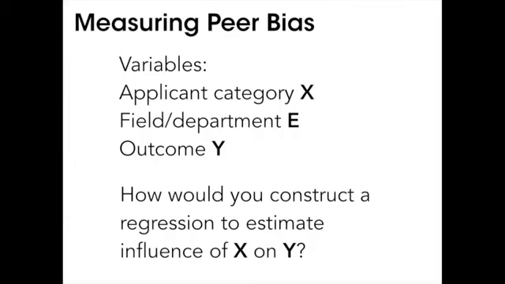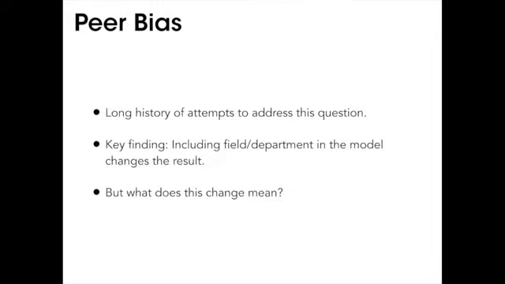There's a big literature on this. And just to repeat the structure, the variables we're going to have in our example to make it simple. We have the applicant's category, which I'm going to call X. I'm very creative, right? X is our potential cause that we're focusing on. And we have the field or department the individual applies to, which I call E. Then the outcome Y, whether it succeeds or fails. And then the question is, how do you construct a regression to estimate the influence of X on Y?